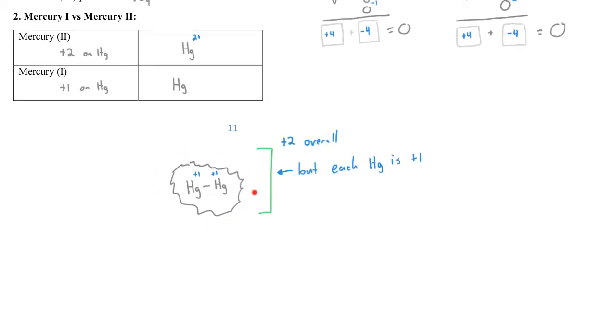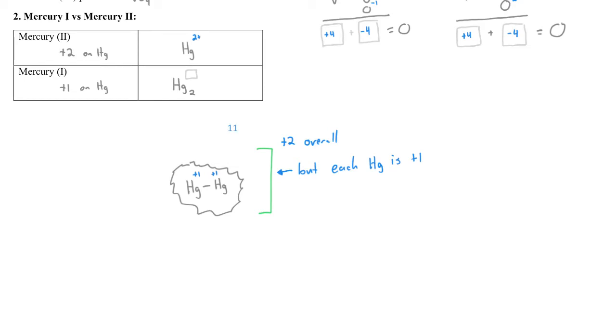Overall, it would be a +2 charge, which is what's confusing about it being called mercury 1. We're calling it mercury 1 because each mercury atom in this entire thing has a +1 charge, even though overall it's +2. So the formula for mercury 1 is Hg with a subscript 2 to indicate both of those mercury atoms. But we don't write a +1 up here in the corner because that's not what the charge is on the entire ion. The entire ion has a +2 charge, so we write that up here.